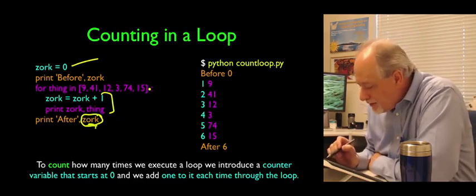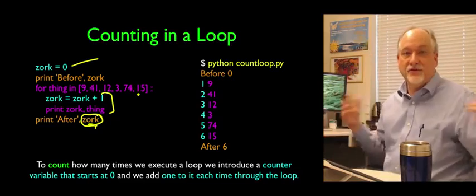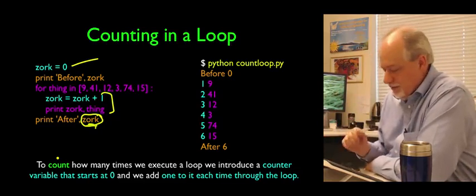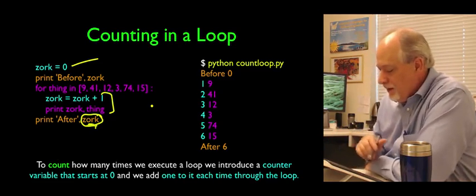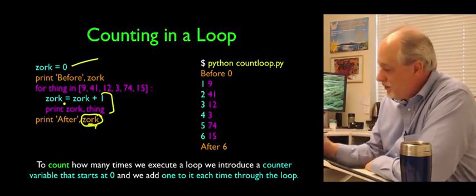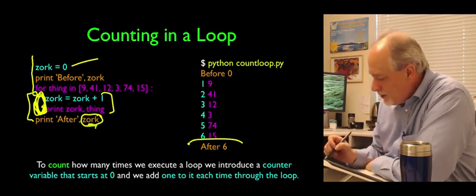Now, of course, we can look at it and say it's going to be 6, but assume this loop is looping through 1,000,000 lines in a file or something like that. So it's cheating to look at it and say it's 6, because we want to actually compute it. So it's really simple. Zork starts at 0. Zork is 1 now, and 2, 3, 4, 5, 6, and then we've run out of stuff, and then we print out 6.